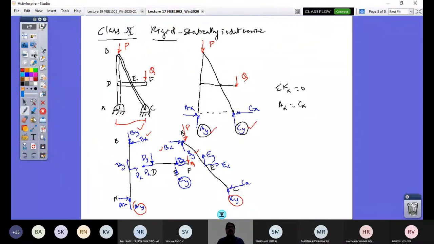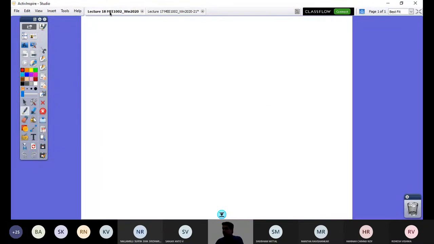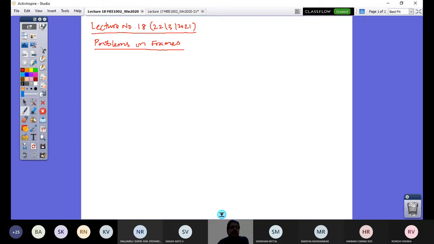So today I'm going to solve some problems in order to confirm the same approach of solving frames problems by the method of members. Today we'll have two periods, so I'll break in between and then continue the lecture. This is lecture number 18, and today's date is 22/3/2021. Problems on frames, and we are going to solve them by the method of members, right?